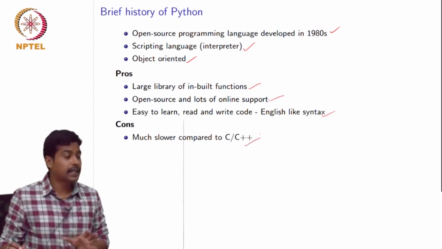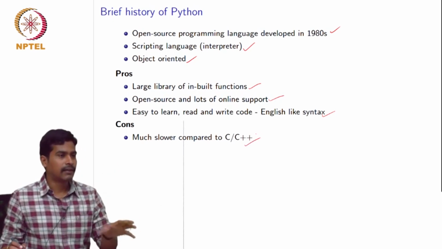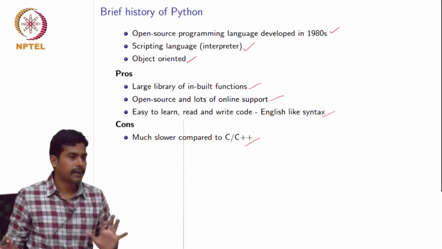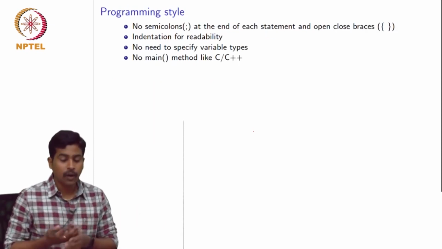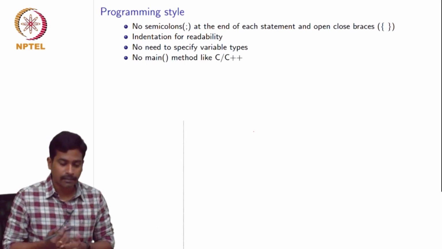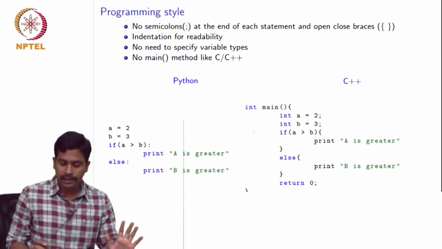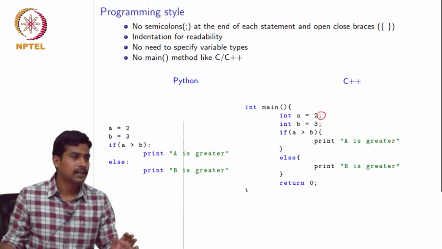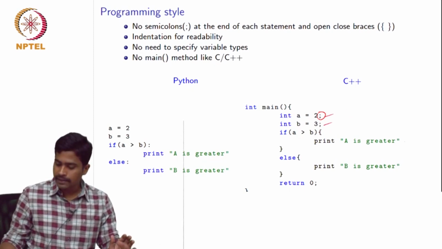The biggest disadvantage of Python is that it's very slow compared to C language, because C is a very low level language. Python is a very high level language. Okay. So this is a brief overview of Python. Now let's go into how a Python program is written. What is the style and syntax that we use to write a Python program? When you see a Python program, the first difference that you encounter is the semicolons that you use in normal programming like C or C++, where you put a semicolon after the end of each statement.